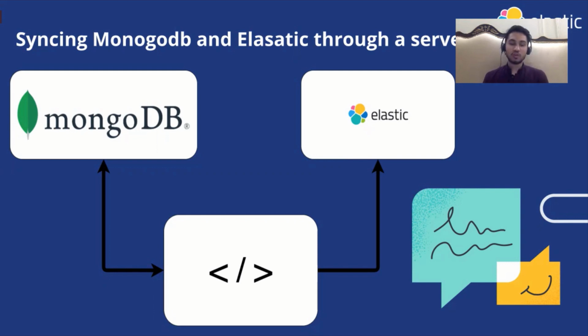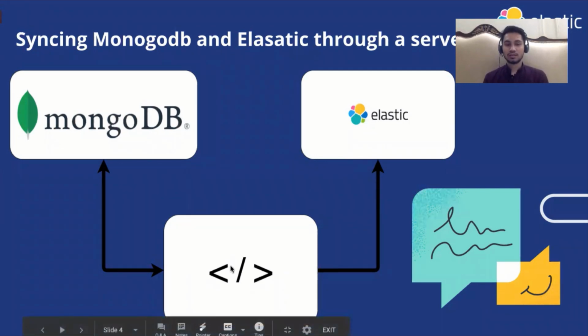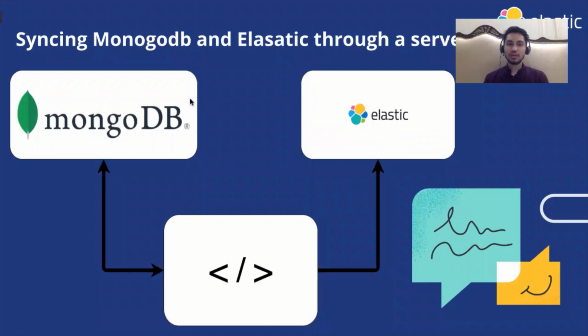So what was happening was that a request came to update MongoDB, then the server would also update Elasticsearch as well. But with this approach, we have one problem: if I update anything directly in MongoDB, then that change will not be reflected in Elasticsearch.